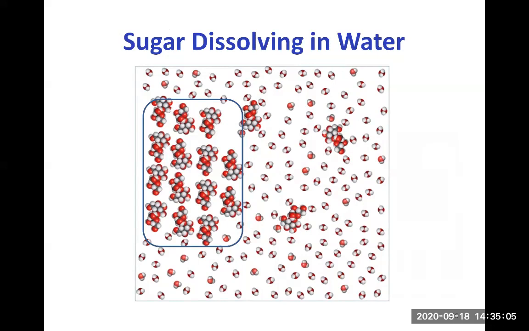The water, if the solvent is water, will surround the surface of the solid and take one molecule at a time, and will take it away and surround it. And that's how we are able to dissolve sugar in water, for example.